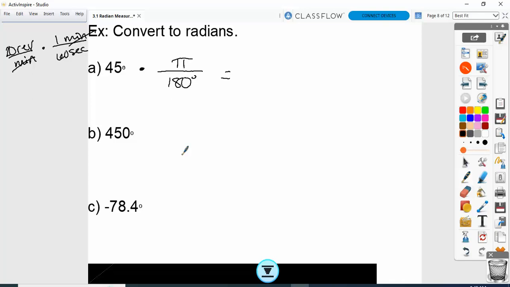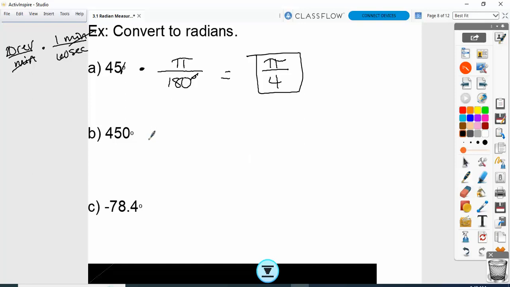So we would multiply this, the degrees drop. So you get 45 pi over 180, or do 45 over 180 on your calculator and put it in fraction form. And what does that give you? So it'll be 1 pi over 4, or just pi over 4. So 45 degrees is equal to pi over 4 radians.